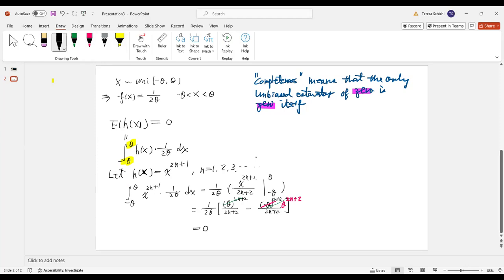Because this is equal to 0 but the function h of x is not equal to 0, based on my completeness definition, I can say that this uniform family from negative theta to theta is not a complete family.